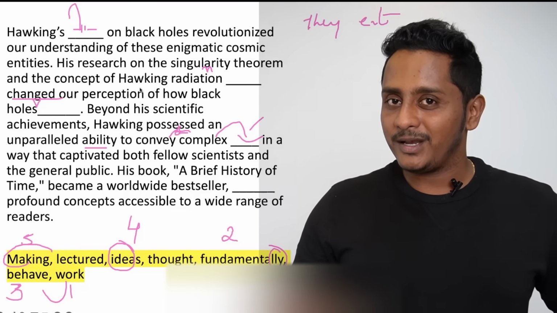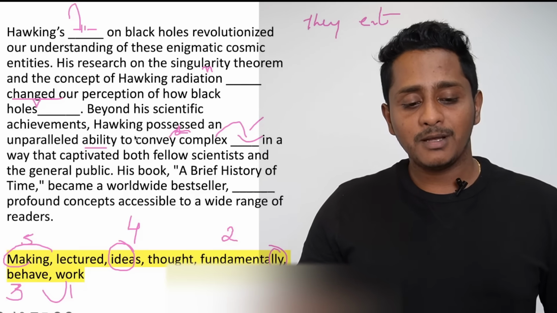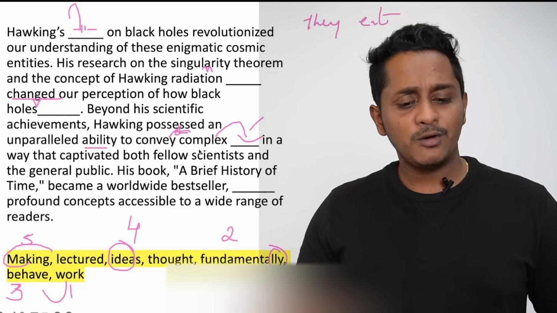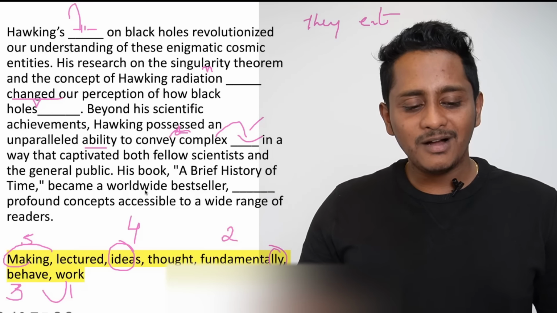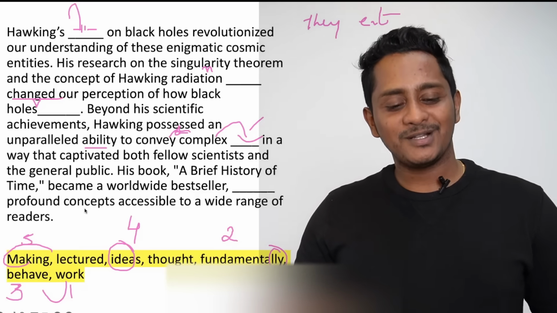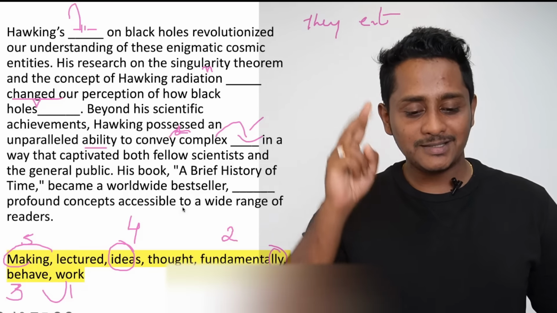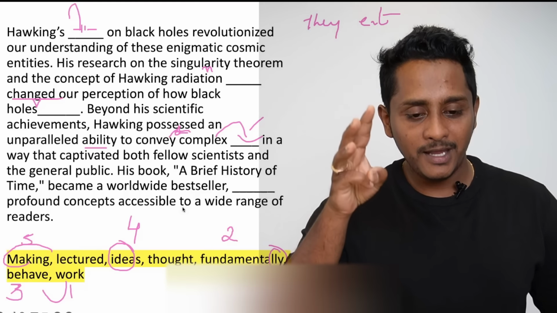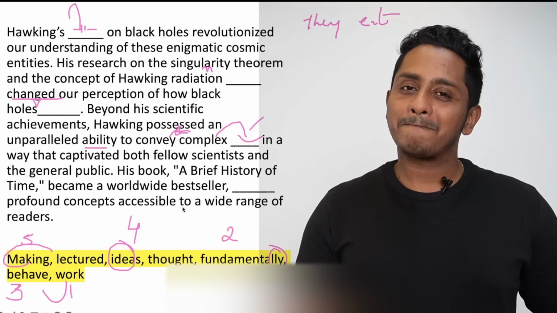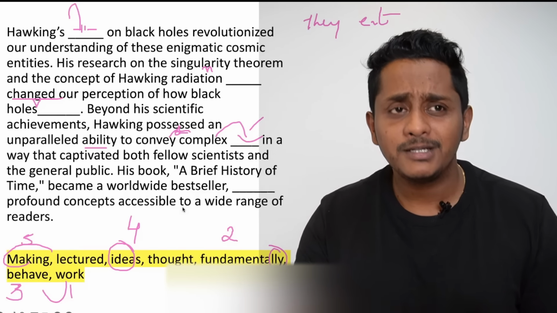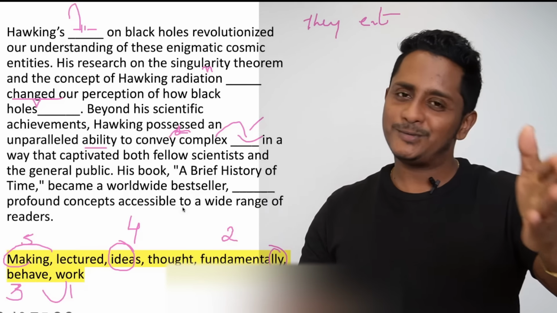And concept of Hawking radiation fundamentally changed our perception of how black holes behave. Beyond his scientific blah blah blah, he possessed an ability to convey complex ideas. Complex ideas, collocation. A Brief History of Time became a worldwide bestseller, making profound concepts accessible, you make something accessible to a wider range of readers. So first is work, second is fundamentally, third is behave, fourth is ideas, and the fifth is making. It may not be that straightforward every time, but yes, some questions become very easy, some are a little tricky, but with time you do it well.